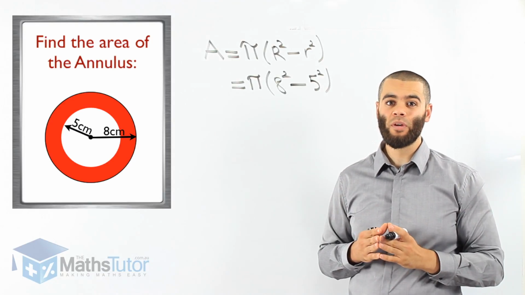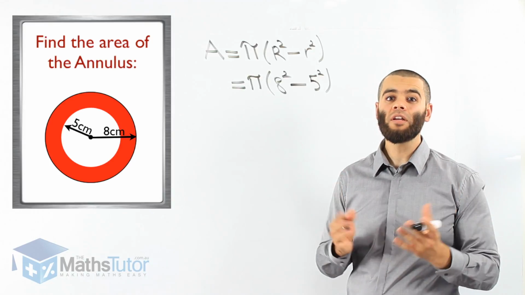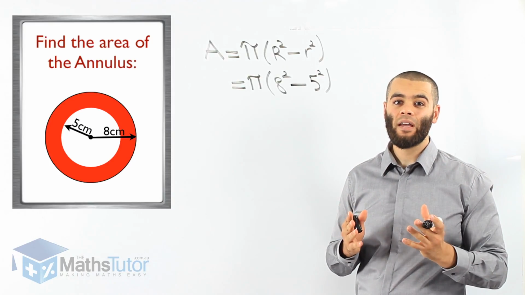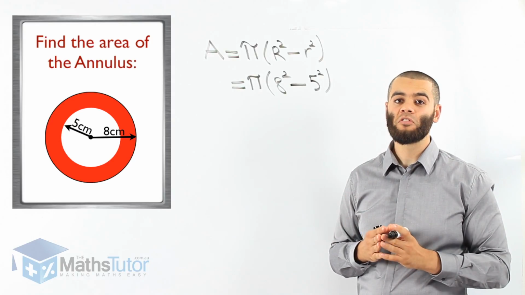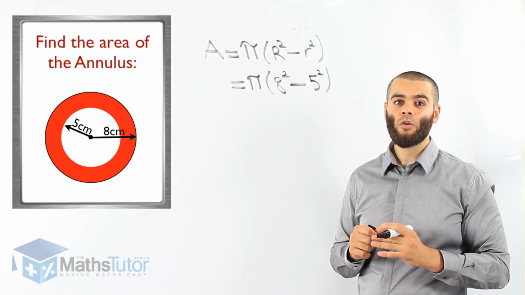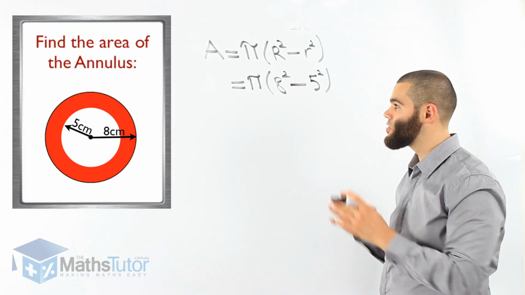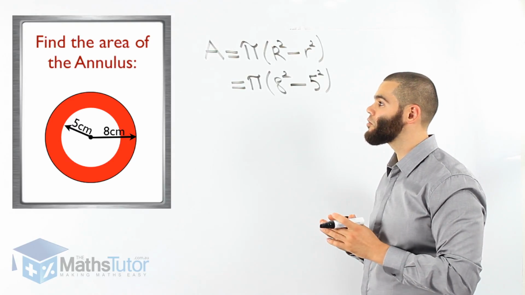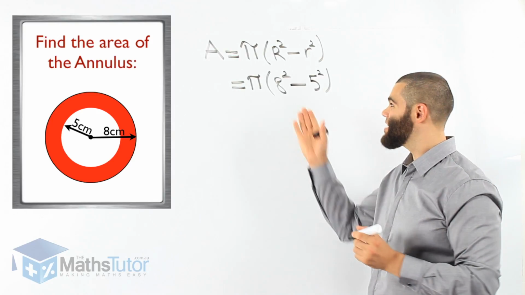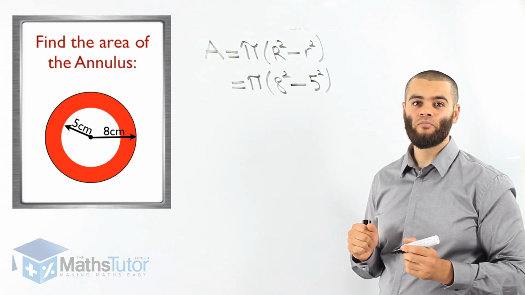So what we're actually doing in this formula is working out the area of the large circle, take away the area of the small circle. That's exactly what this formula is doing. The large circle, take away the circular hole, which is the small circle with the radii of 5 centimeters. That's the formula, and that's what we're trying to do.